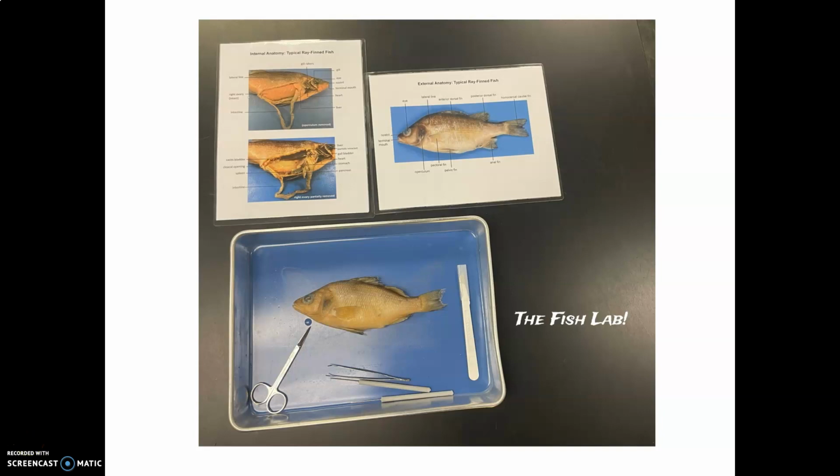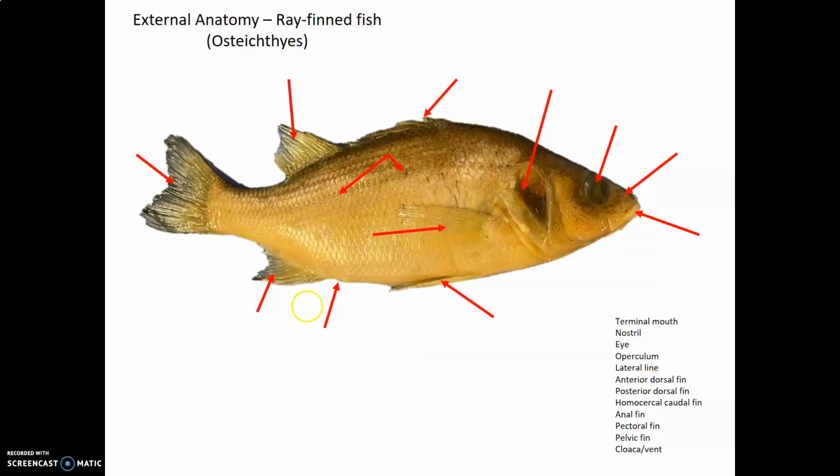Okay, we're going to be looking in this short video clip at the anatomy of a typical bony fish that we dissected. So let's look at the external anatomy of this bony fish first. Remember, bony fish belong to the group Osteichthyes, and we call these ray-finned fish because each of the fins is supported by a bony ray.